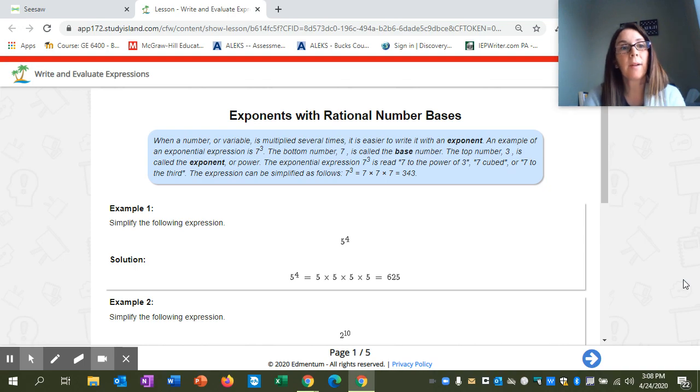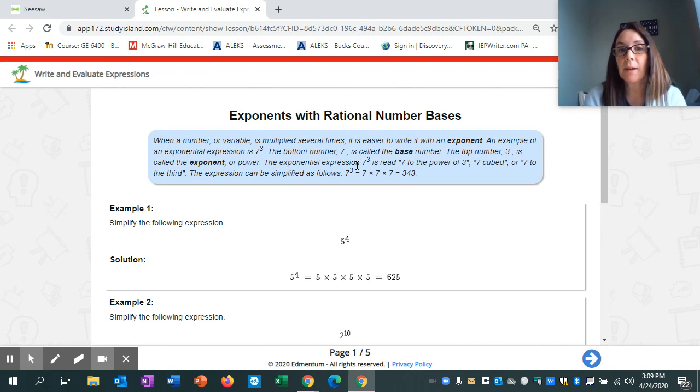Okay guys, today we are going to work on writing and evaluating expressions. When a number or variable is multiplied several times, it is easier to write it with an exponent. An example of an exponential expression is 7 to the third power, or 7 cubed. The bottom number, 7, is called the base number. The top number, 3, is called the exponent, or power.